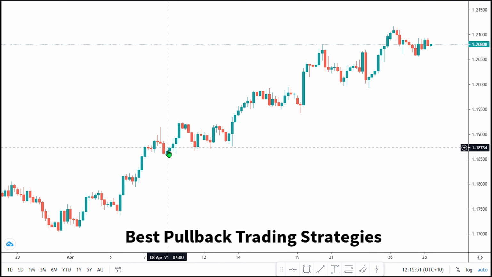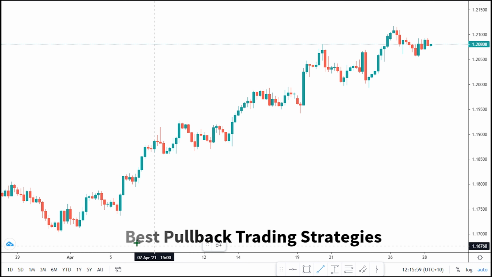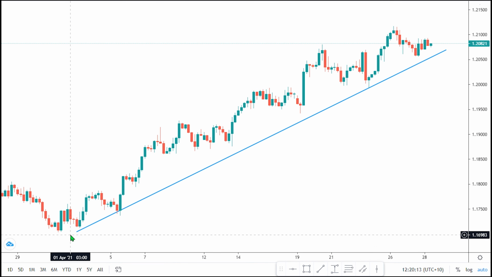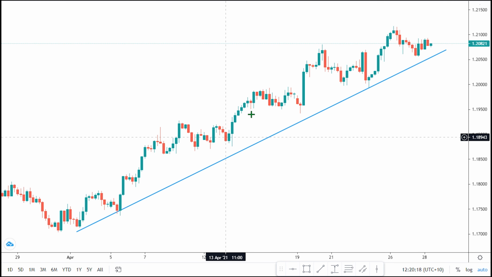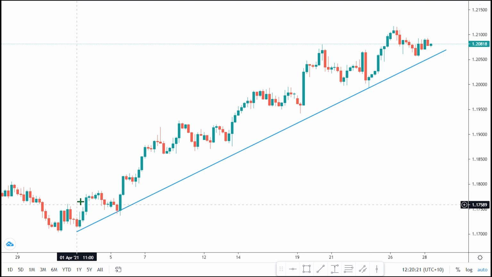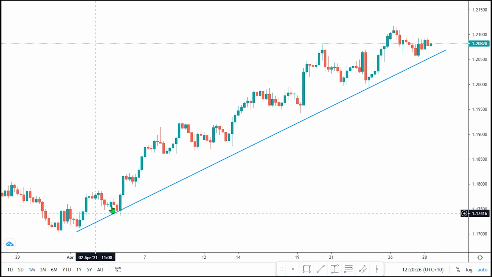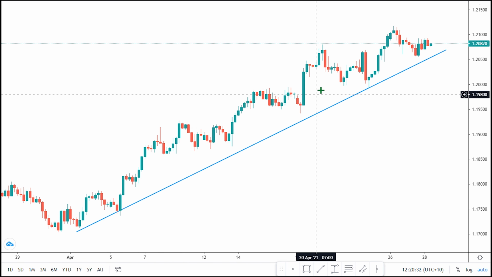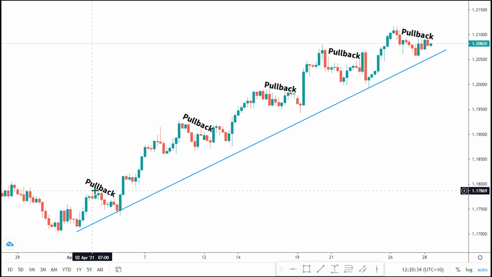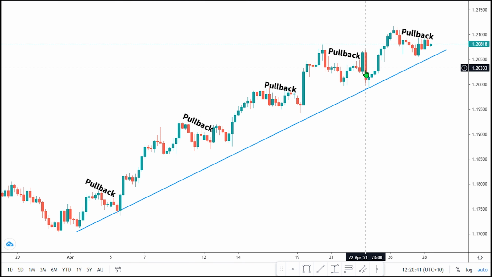What's a pullback in the financial market? As we all know, prices don't move in a straight line. Instead, the price movements of any financial instrument operate in waves. The markets fluctuate between rising and falling trend waves. During an uptrend, the dominant trend waves tend to move higher, and there usually comes a time when there would be a correction of waves against the primary uptrend direction.